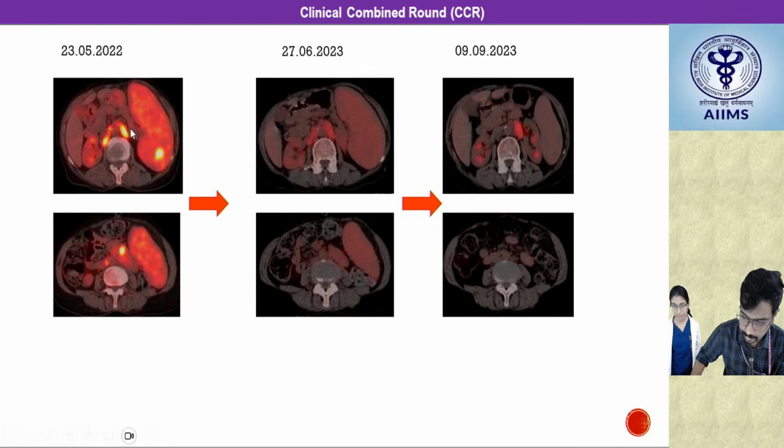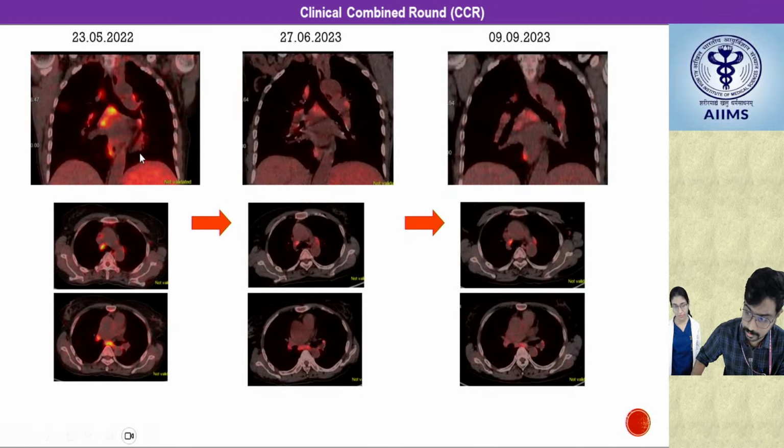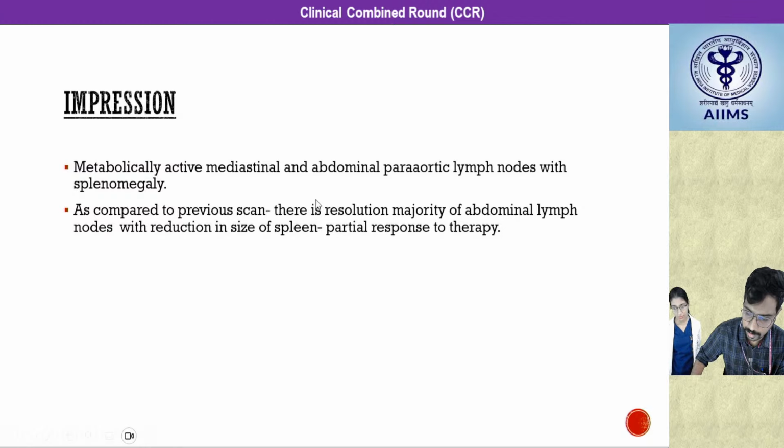And these are the actual images showing a reduction in the metabolic activity of the paraaortic lymph nodes and resolution of the rest of the retroperitoneal lymph nodes. Also in the mediastinum, we can see that there is calcification of the lymph node with reduction in the FDG uptake. So, initially there were metabolically active mediastinal and abdominal paraaortic lymph nodes with splenomegaly, and as compared to the previous scan, there is resolution of the majority of abdominal lymph nodes with reduction in size of the spleen, which suggests a partial response to therapy.